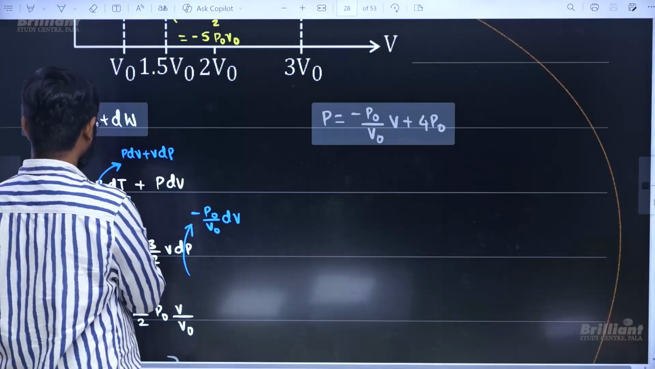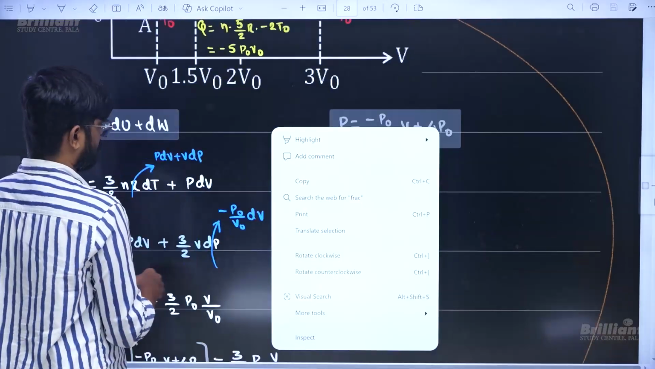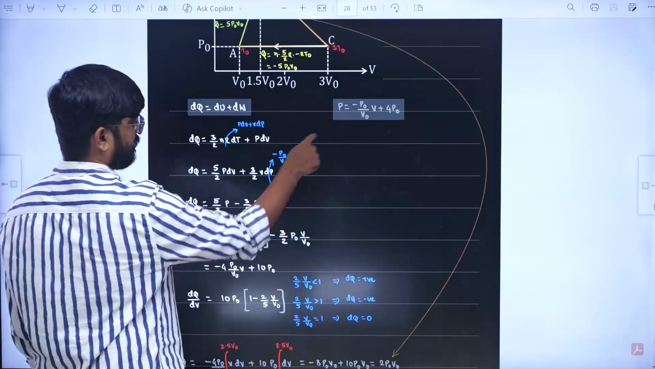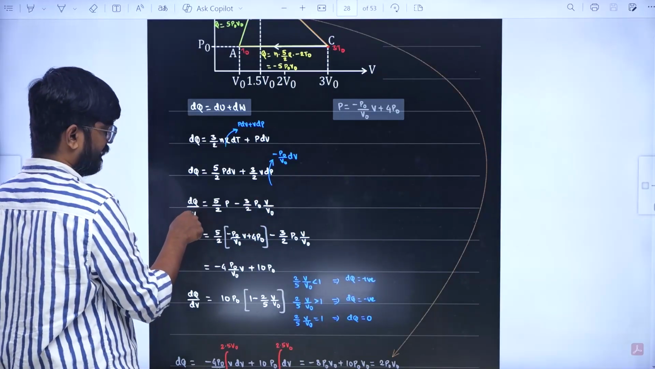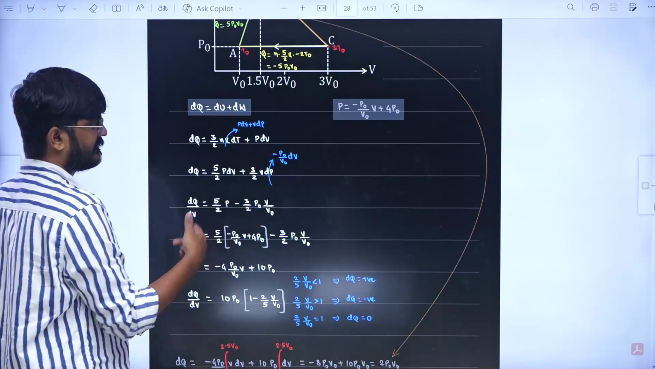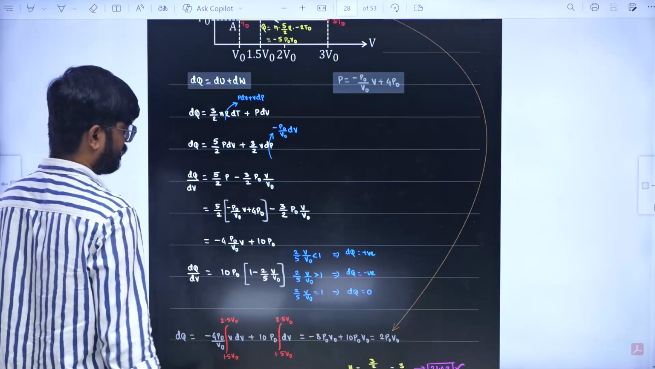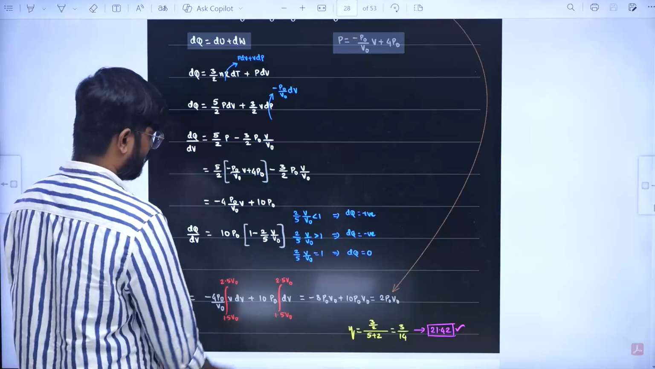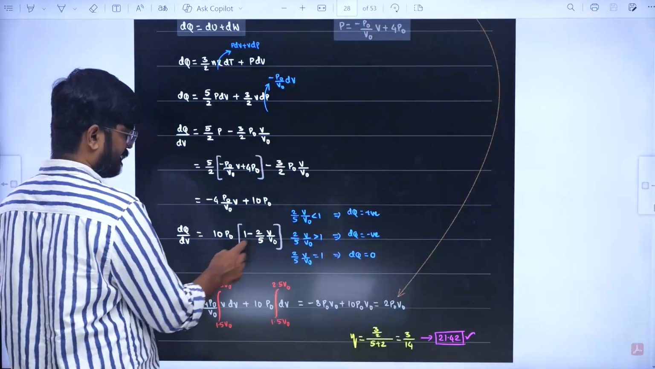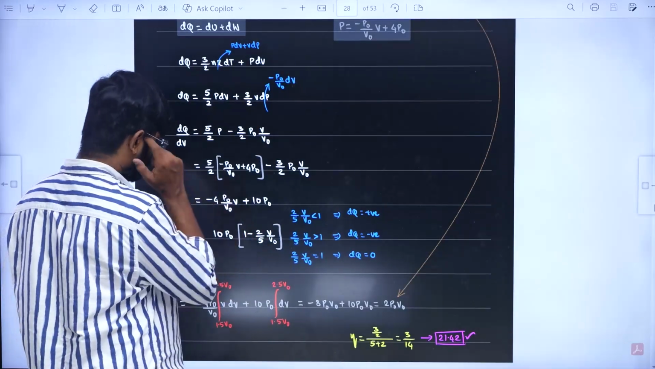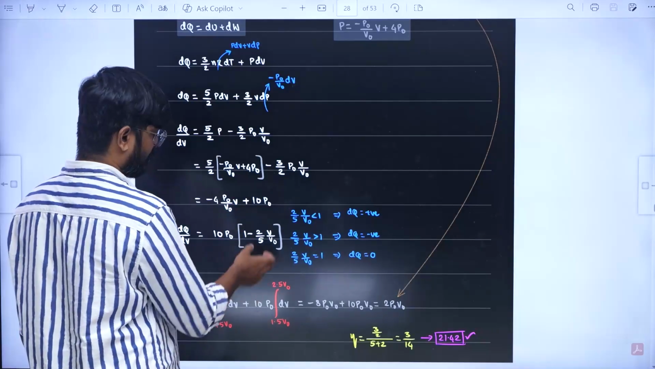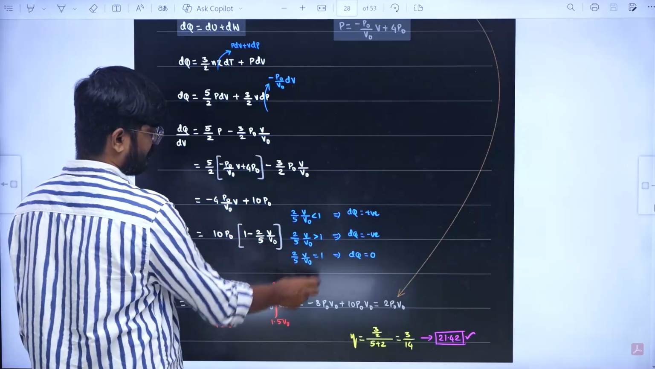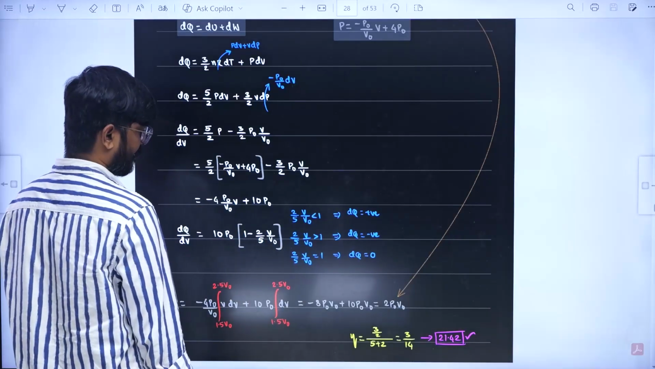Then instead of dP I am substituting it back so that I can see dQ by dV. dQ by dV, I want to see when it is 0. When I modify it, I will be getting dQ by dV of this form. The meaning is, if this is less than this, then dQ is going to be positive. If this is greater than this, then dQ is going to be negative. If this is equal to this, dQ is going to be 0.